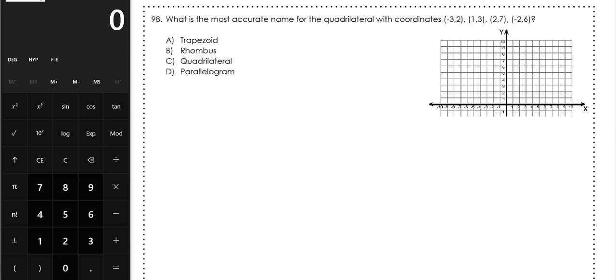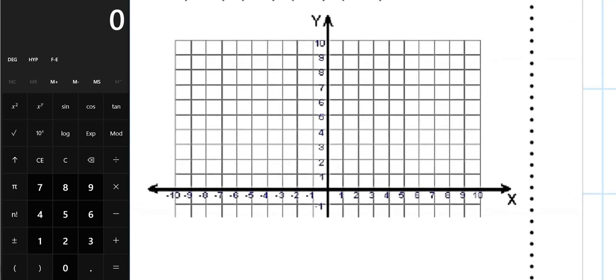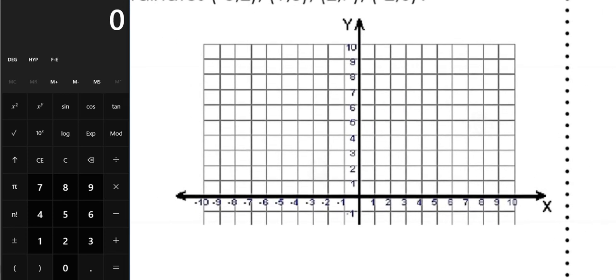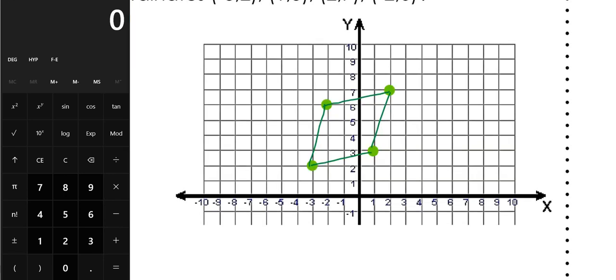I'm going to zoom in and I'm going to graph. So here we are. Our quadrilateral is graphed. Now I'm looking at this and I can tell just by looking at it that this is not going to be a trapezoid. Now, to know for sure, you want to check the slope of the opposite sides and check to see, are the opposite sides parallel? Let's look at the top and the bottom.